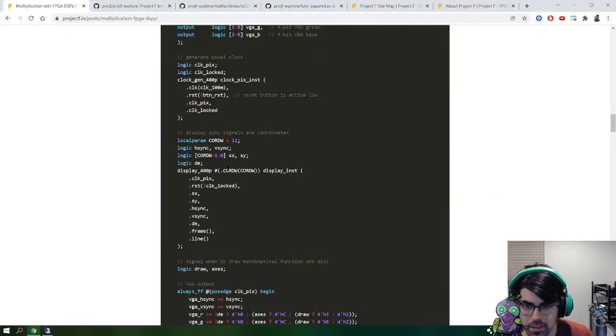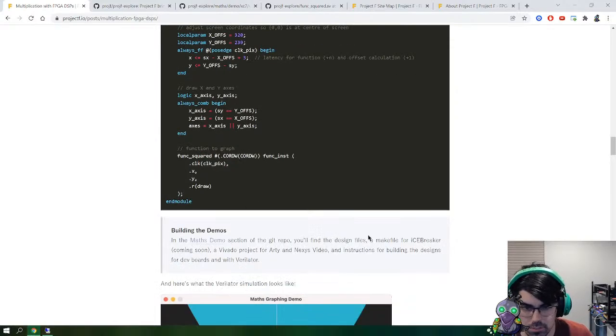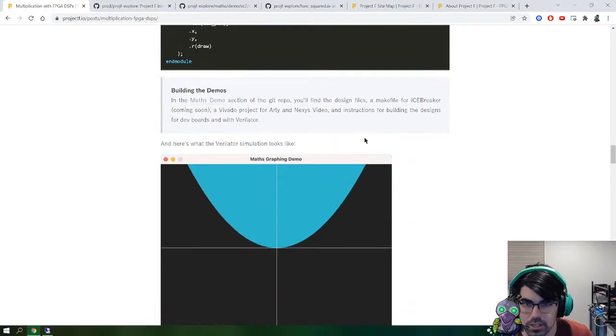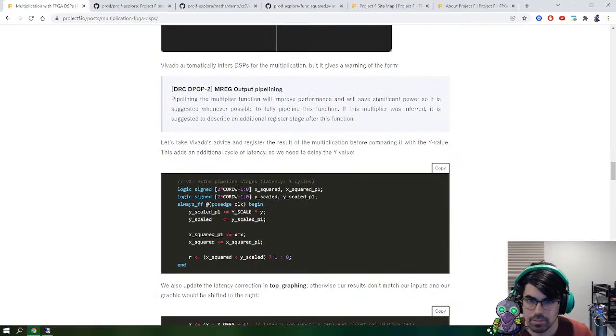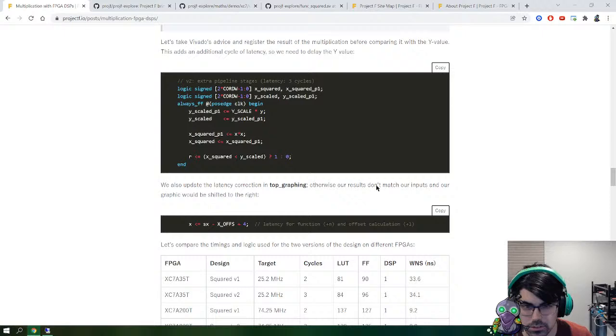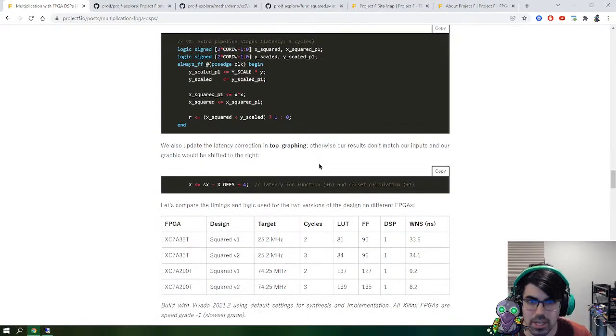Okay. Yeah. Yep. We just look this over. We can build the demos from the thing. Here's what the simulator looks like. Yay! We get a half circle. Yep. Circle. I thought this would be a little bit more in depth, but this seems pretty basic.